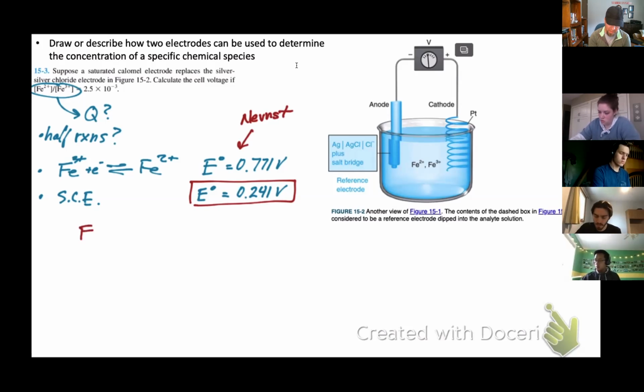So hopefully we end up saying, well, that means that E cell is equal to our E cathode minus our E anode. Which one is our cathode and which one is our anode? The iron is our cathode. Okay, so this is going to be used here to solve for our E plus. And then this is already here equal to our E minus.